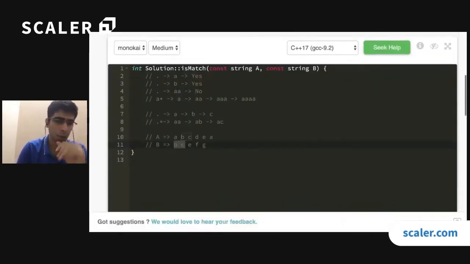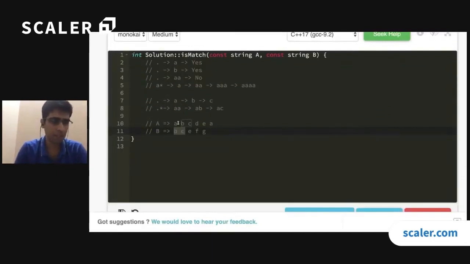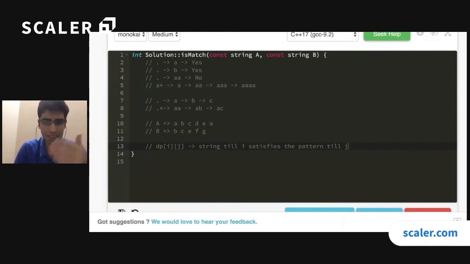Okay, now following this pattern, we will try to create a DP state of two things. That means string till i satisfies the pattern till j. So I will try to create a DP state where I will say dp[i][j] represents true if the string till index i satisfies the pattern till index j.